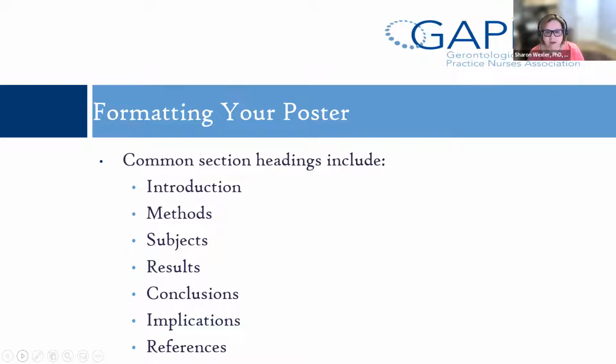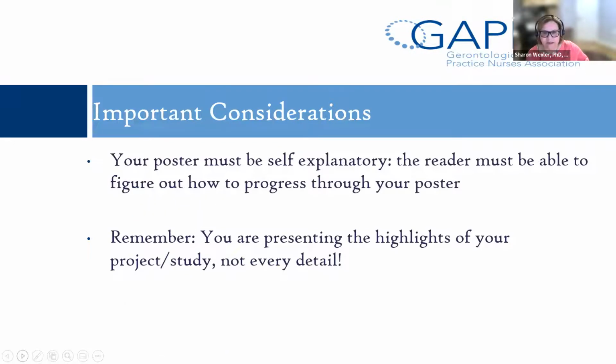So, formatting your poster, some common section headings include introduction, methods, subjects, results, conclusions, implications, and references. Once again, please go back and look at the call for abstracts and look at any instructions that you receive from the organization. Some organizations will give you very specific section headings that you must follow.